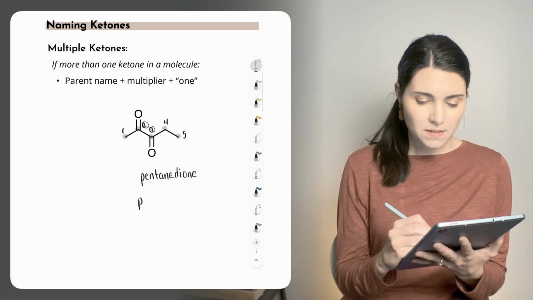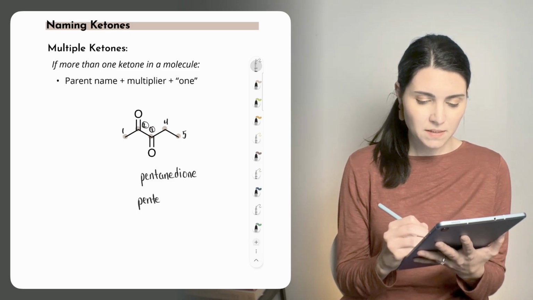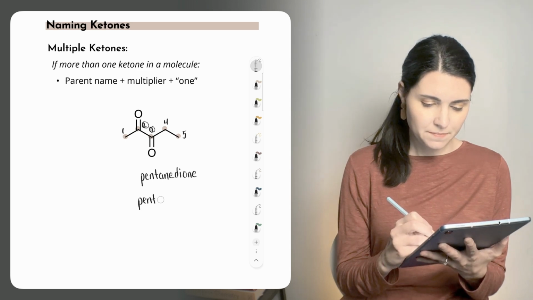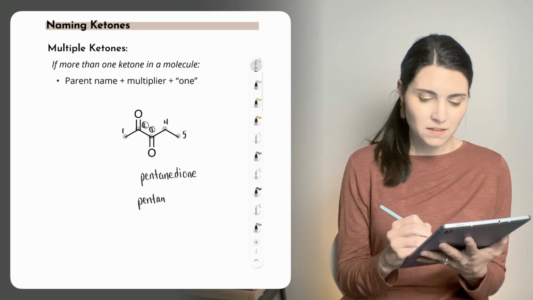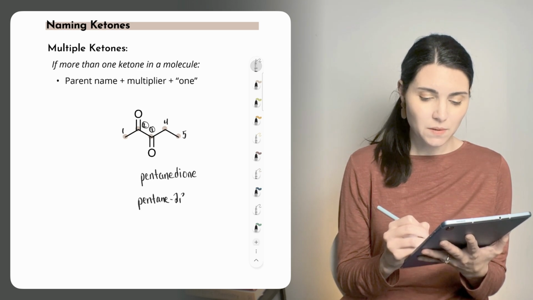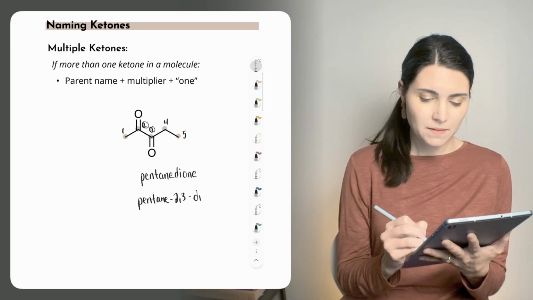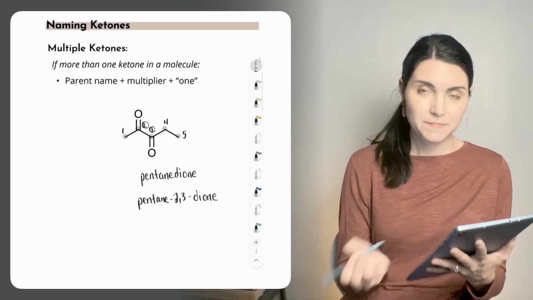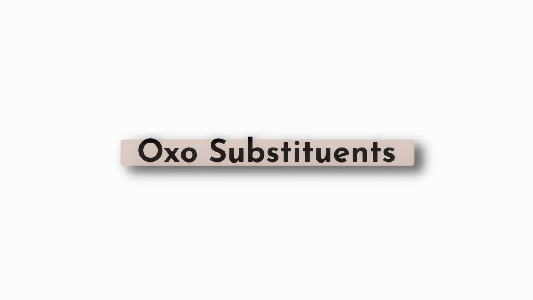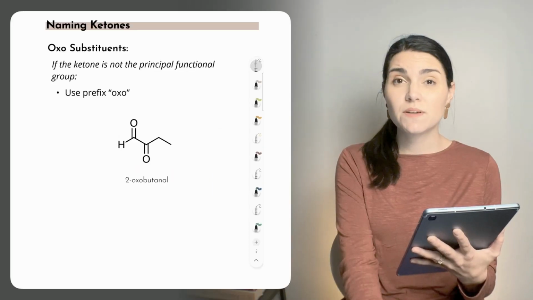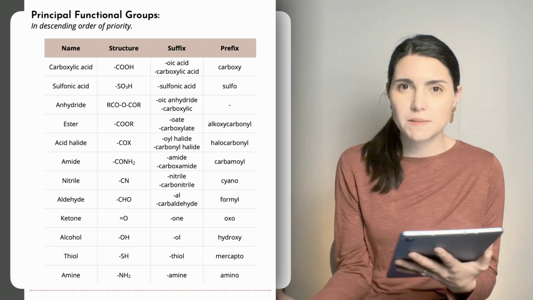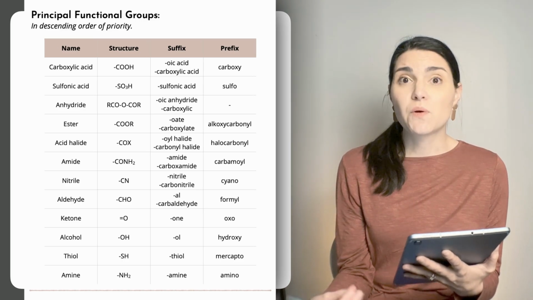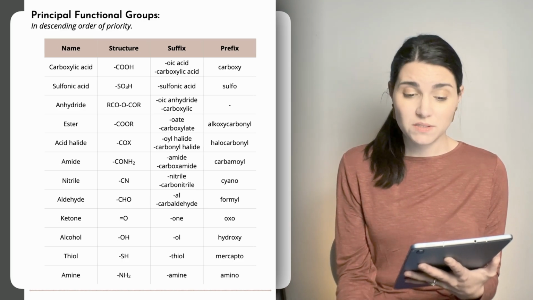So this is a pentane 2, 3 dione. When you have a ketone that you can't name as part of the parent structure because maybe there's something more important on the molecule, or it's part of a complex substituent or something like that, you're going to name it using the prefix oxo.